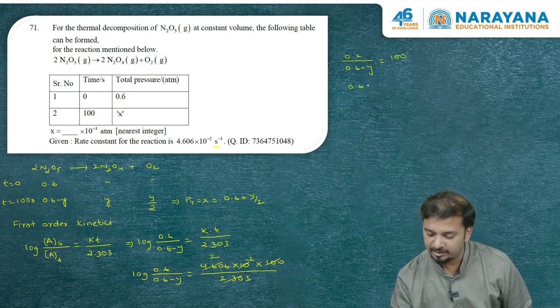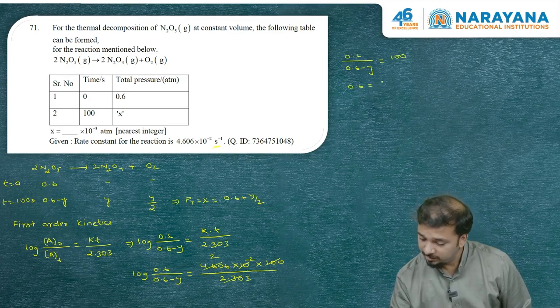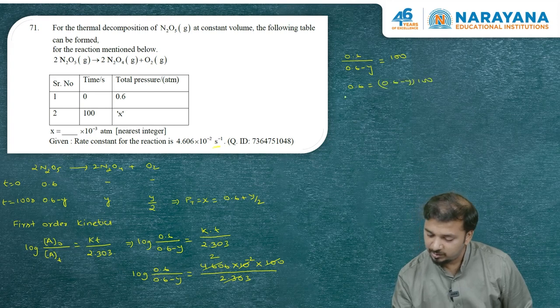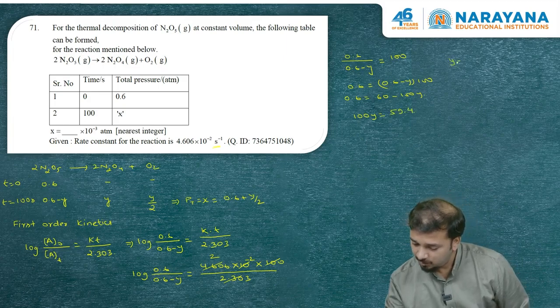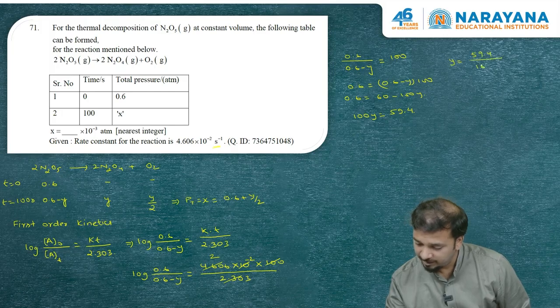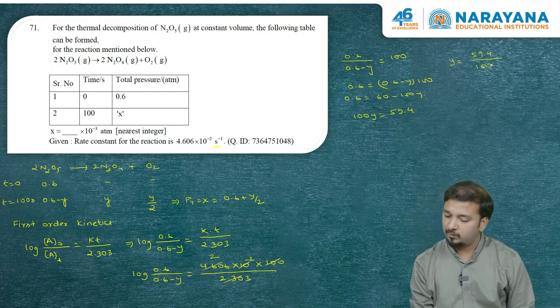So we'll get 0.6 is equal to 0.6 minus y times 100. So we'll get 0.6 is equal to 60 minus 100y. So on simplifying, we'll get 100y is equal to 59.4. So y will be equal to 59.4 divided by 100.